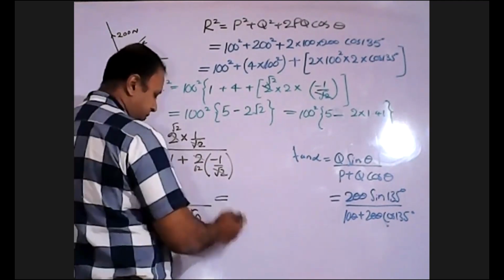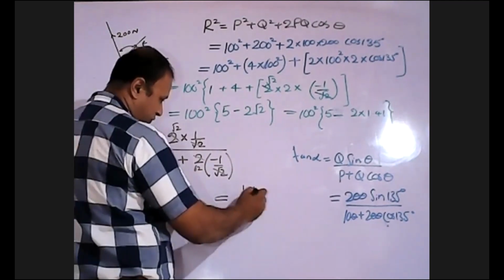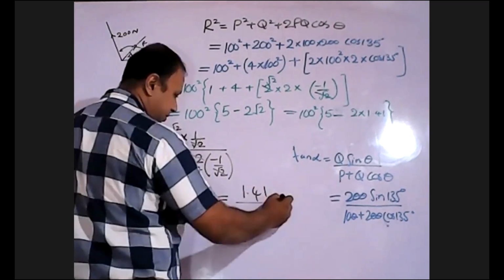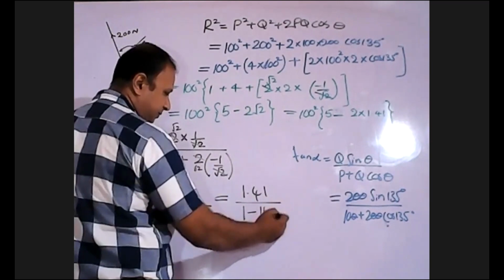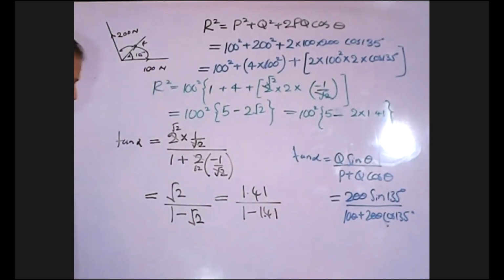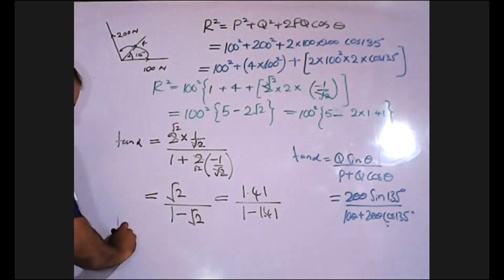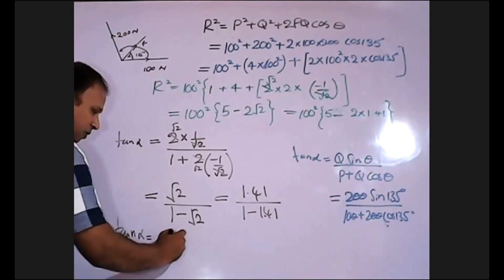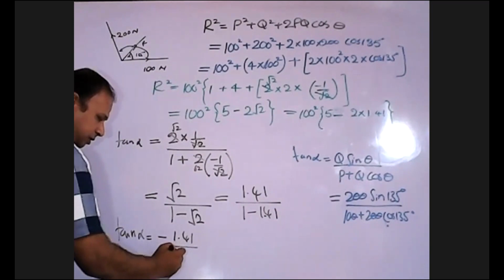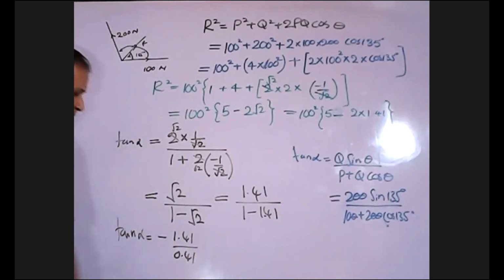I can write this one as 1.41, 1 minus 1.41. Therefore, tan alpha is equal to minus 1.41 over 41.